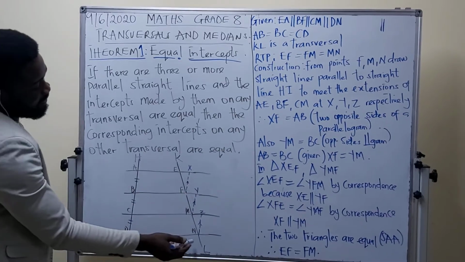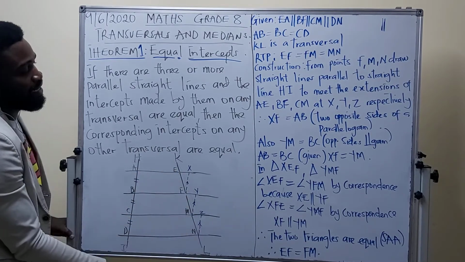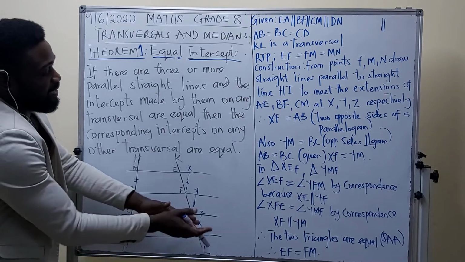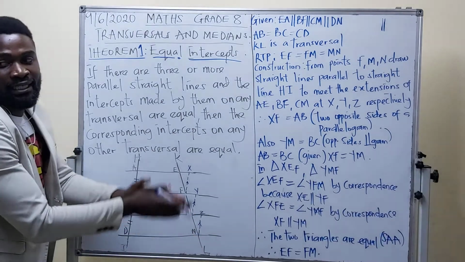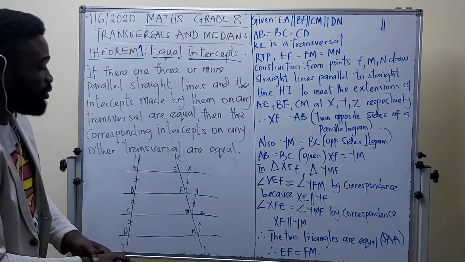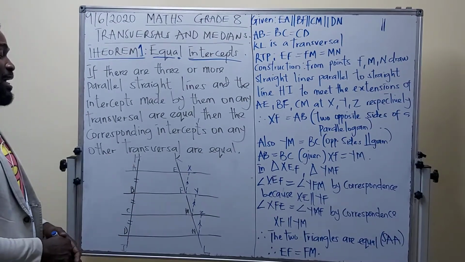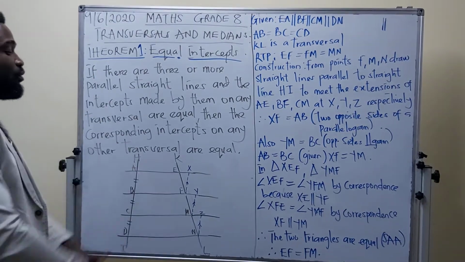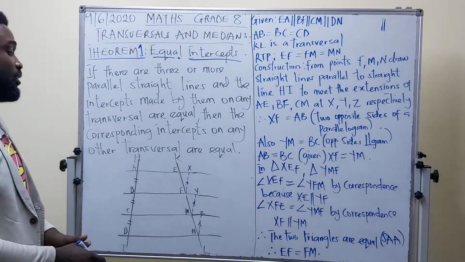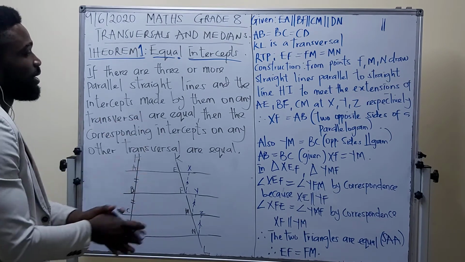Now, if you see line KL, it's cutting through the parallel lines. Why? Because it's not parallel to them. That is why we call it a transversal. So I want to believe with this you are now able to understand what a transversal is and what parallel lines are. Transversal lines always cut through the parallel lines.